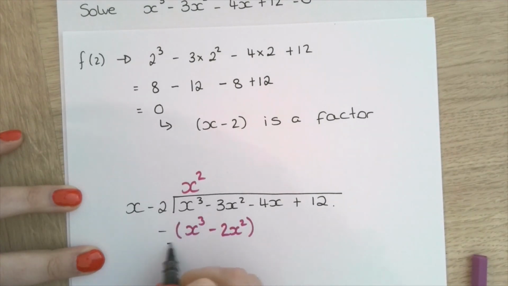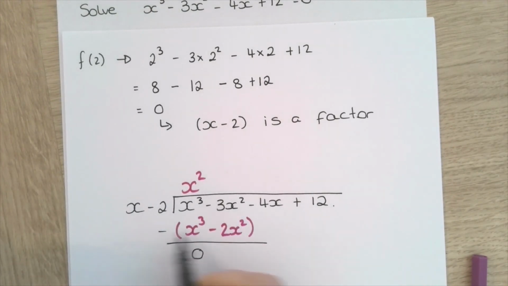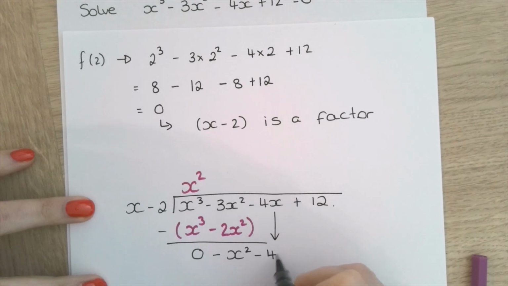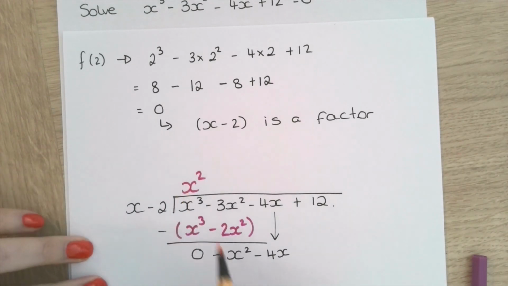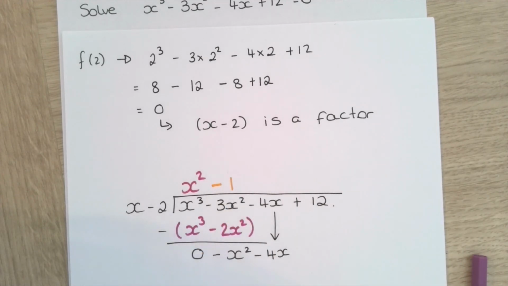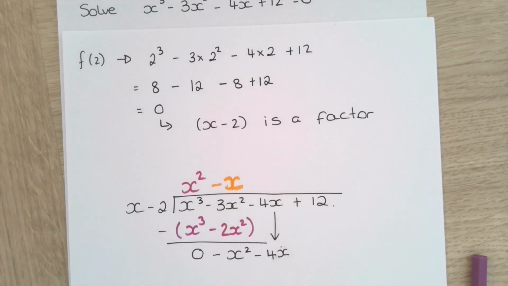Subtract that. x cubed minus x cubed is 0. -3x squared, take away -2x squared is going to leave me with -x squared. Bring down this term. -x squared divided by x is going to leave me with negative x, or -1x. -x times x leaves me with -x squared. -x times -2 is plus 2x.